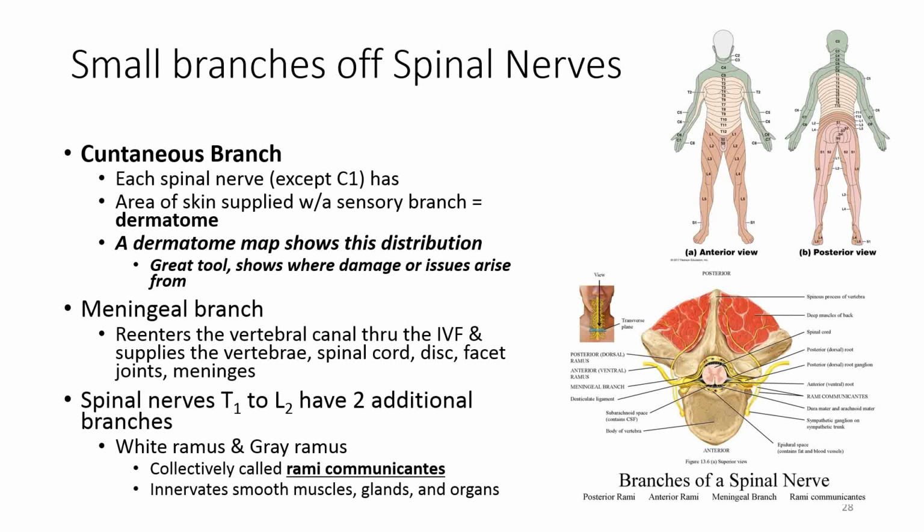So there are small branches off of the spinal nerves that do supply different things. And so cutaneous branch, anytime you see cutaneous, you think of this as being skin. So when you talk about cutaneous membranes or cutaneous, think skin. And so this is going to supply an area of skin with a sensory branch. And so each of these sensory branches are very well mapped on a human body, and those maps where those specific spinal nerves supply sensory information from or to the central nervous system is called a dermatome.